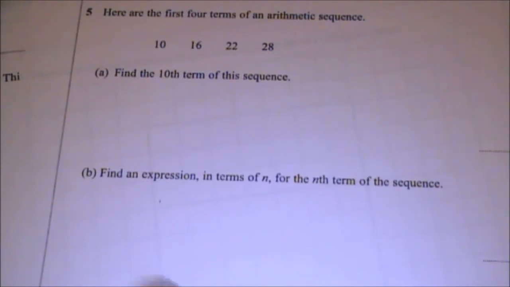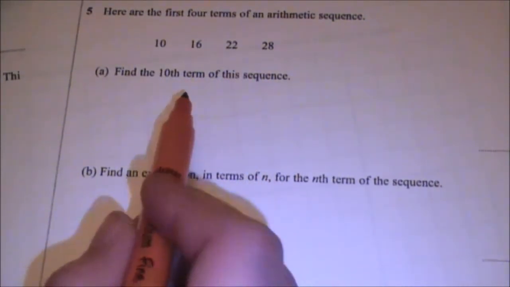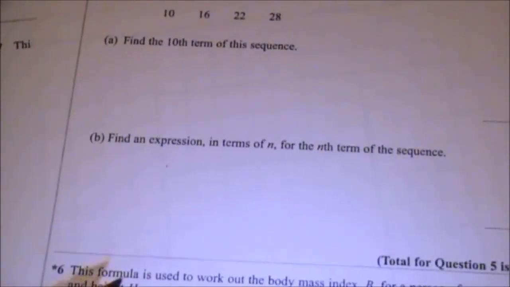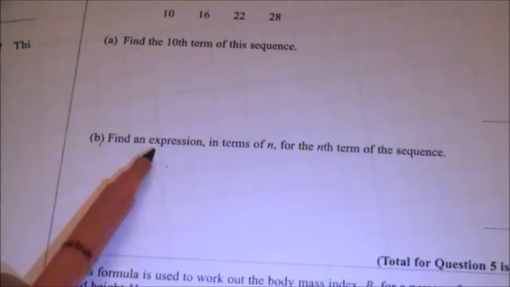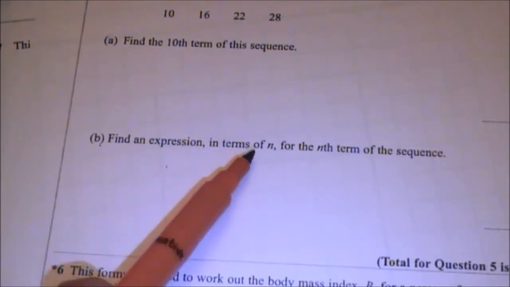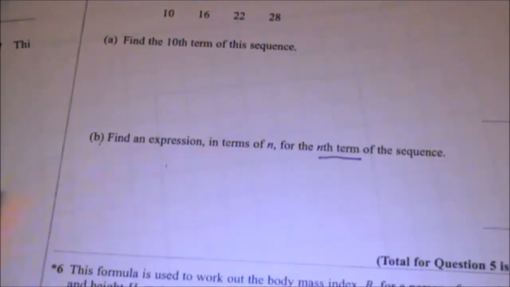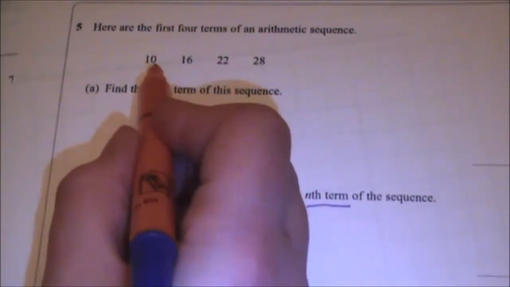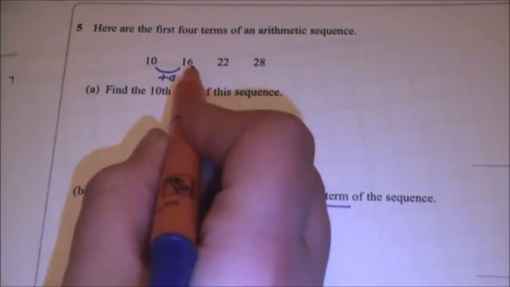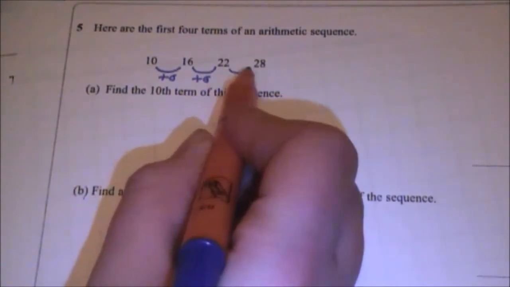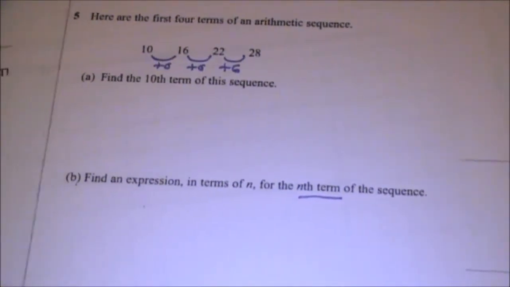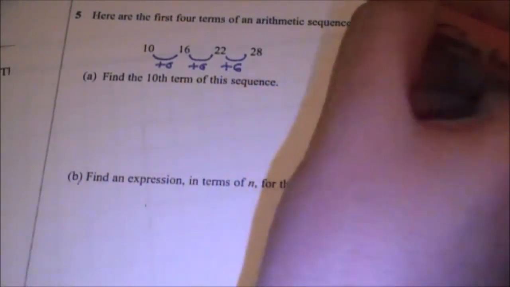I, however, whenever I see a sequence and they're asking me to find the anythingth term, I'm going to look for the nth term. And it just so happens that part B wants you to find an expression in terms of n for the nth term of a sequence. So that's what I'm going to do from the start. First thing I need to do is find my common difference. That's gone up 6. That's gone up 6. That's gone up 6. So I know that my common difference is 6.